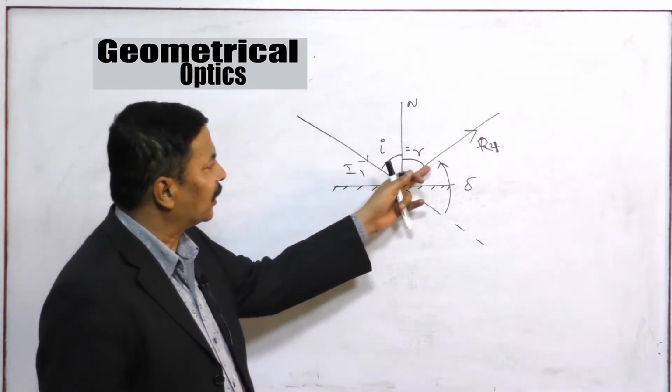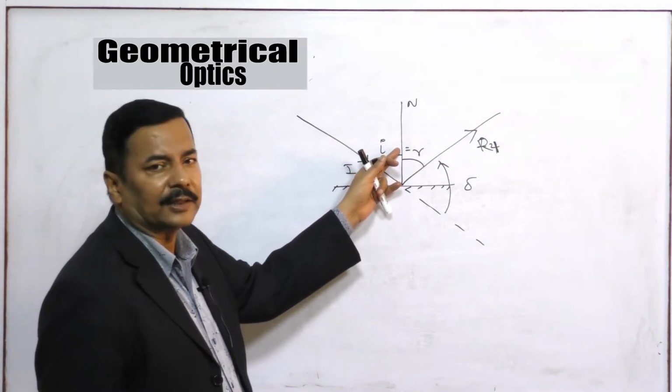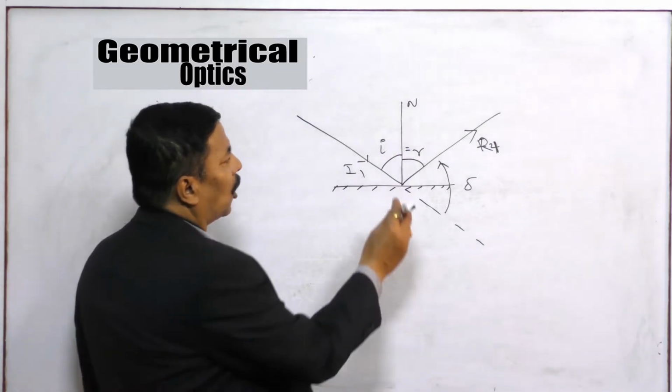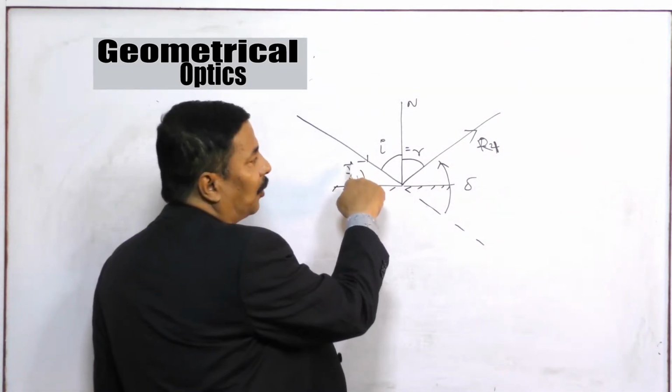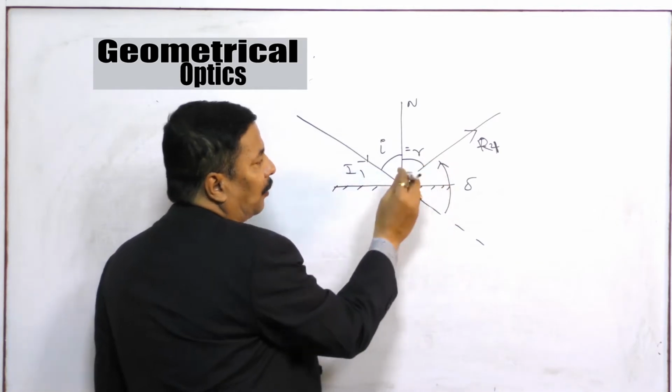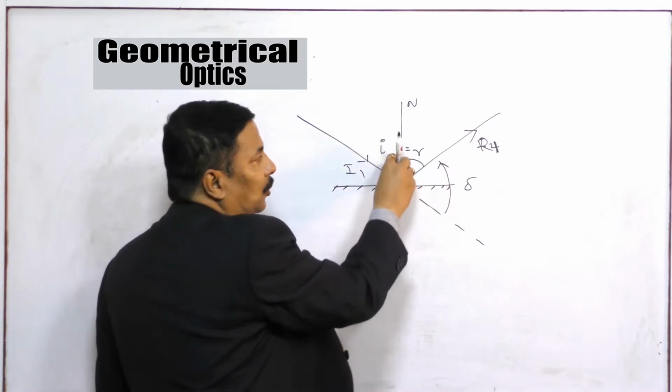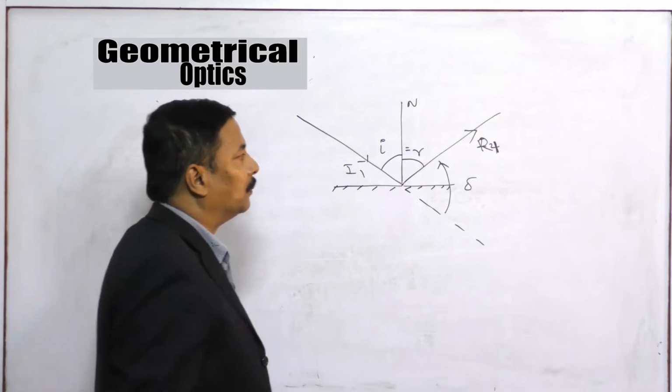Incident ray, reflected ray, and normal lie in the same plane. What does it mean? The normal will not come in this way. If the incident ray is in the plane of the board, and the reflected ray is in the plane of the board, the normal cannot be out of it. It should also be in the plane of the board.